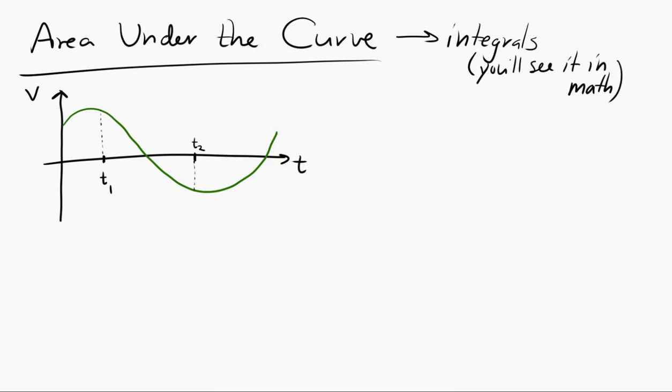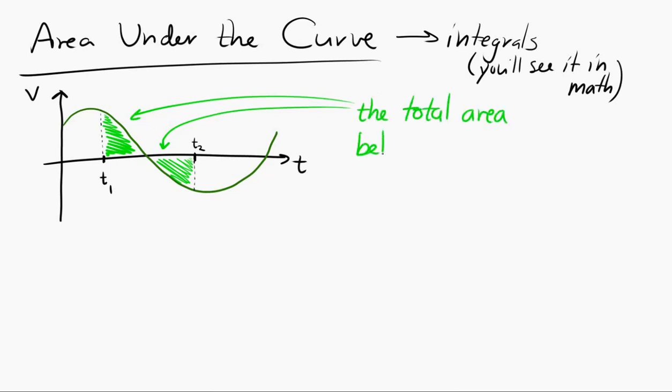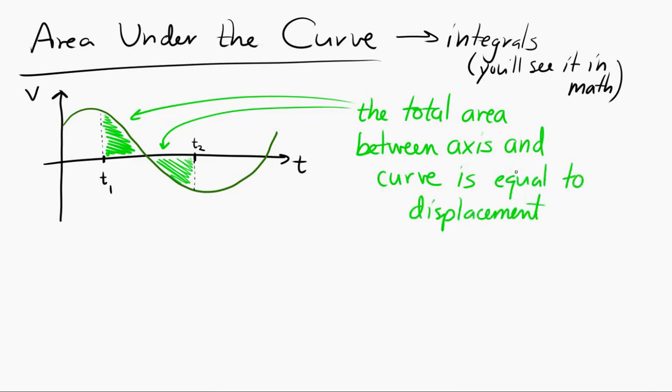So let's pick 2 different times, t1 and t2. If you find the area under the curve between those 2 times, that will tell you the displacement of the object between those 2 times. And the area under the curve is a little bit of a misnomer. It's really the area between the curve and the horizontal axis, and I'll shade that in here. The other weird thing is that if the area is above the horizontal axis, it's considered positive area, and if it's below the horizontal axis, it's considered negative area.